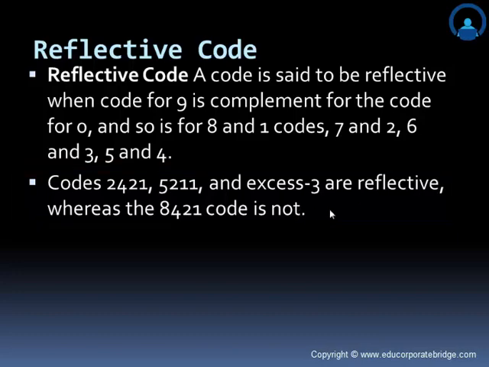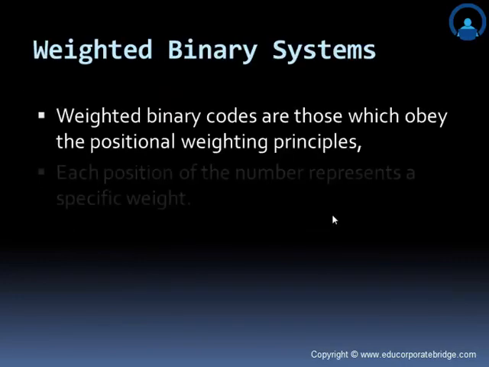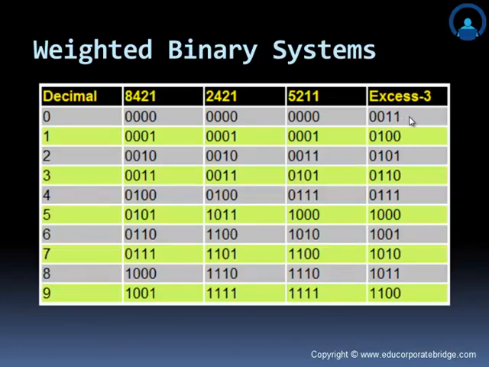Just to validate this statement, we'll go back to this table, XS3 code. The definition said that 0 should be the complement of 9, 1 the complement of 8, and so on. So let's check for XS3 code. 0 is the complement of 9, right? 0, 0, 1, 1 becomes 1, 1, 0, 0: 0 replaced by 1, 0 replaced by 1, 1 replaced by 0, 1 replaced by 0. Hence we can see XS3 code is a reflective code.